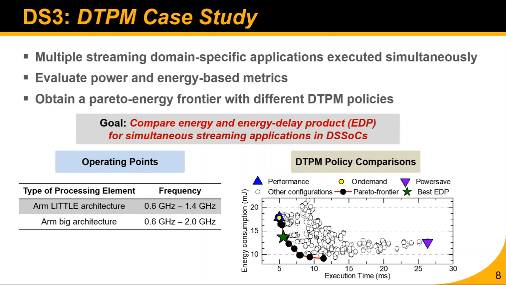The on-demand and performance policies provide low latency, with high energy consumption, while power save minimizes the power at the cost of high latency, which results in suboptimal energy consumption due to an increase in the execution time. The best configuration in terms of energy delay product, shown as the green star, uses 1.6 GHz in 4 active cores for the big cluster and 600 MHz in 3 active cores for the little cluster.